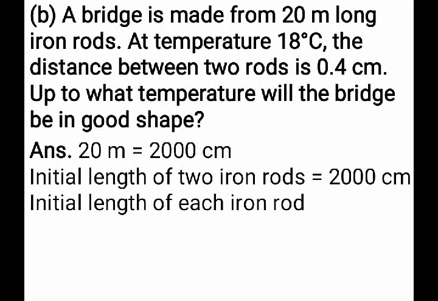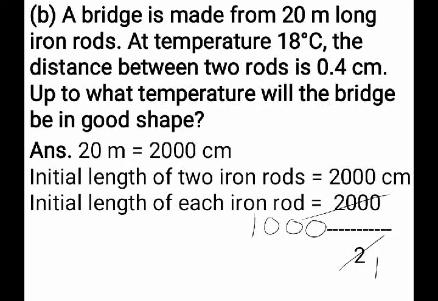You have to find the initial length of each iron rod. If you find one thing and more than one thing is given, you have to divide. If you want to find the initial length of each iron rod, you have to divide 2000 by 2. 2 ones are 2, 000s are 000. I got the answer. Initial length of each iron rod is equal to 1000 centimeter.